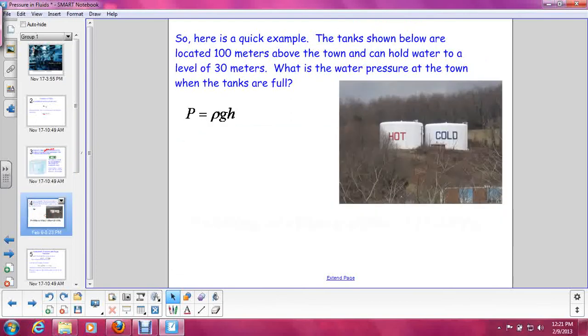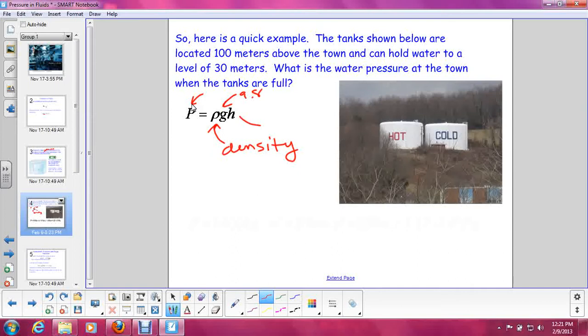So here's a quick example. The tanks in this picture are located 100 meters above a town and can hold water to a level of 30 meters. What is the water pressure at the town when the tanks are full? Well, we know that the pressure of a fluid is equal to density, remember, this is our little symbol rho, times 9.8 times the height.